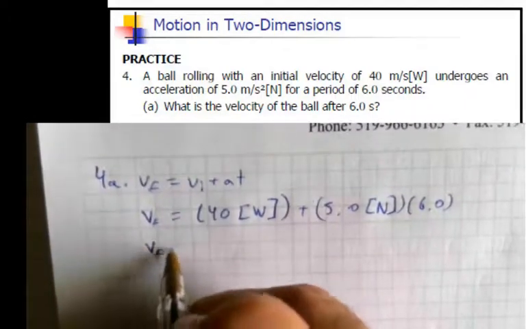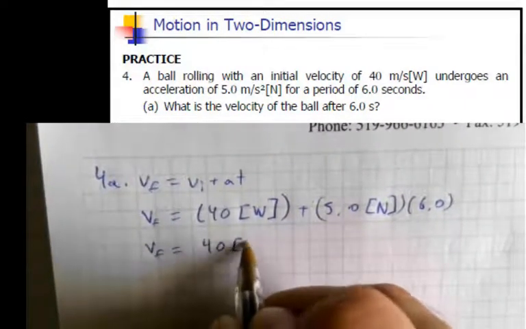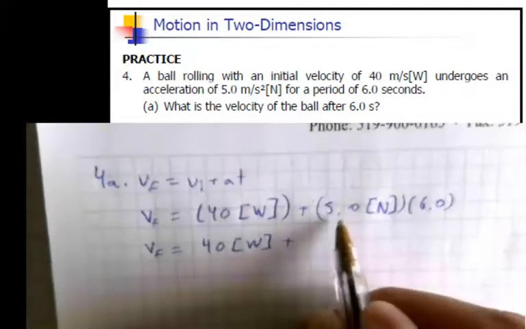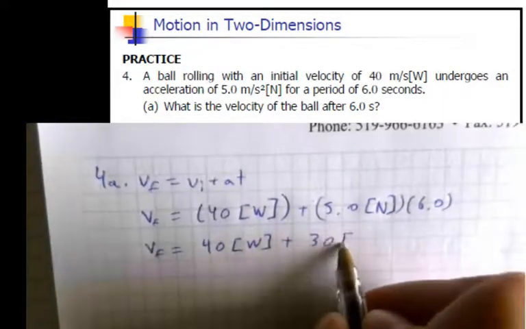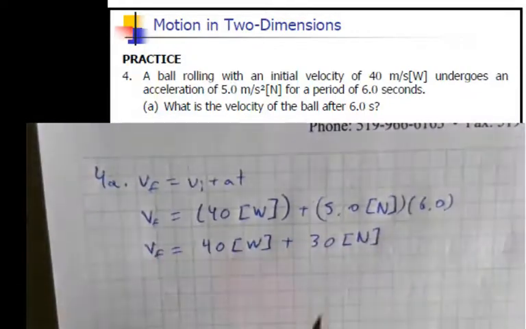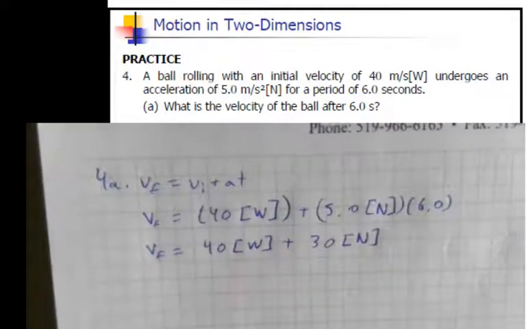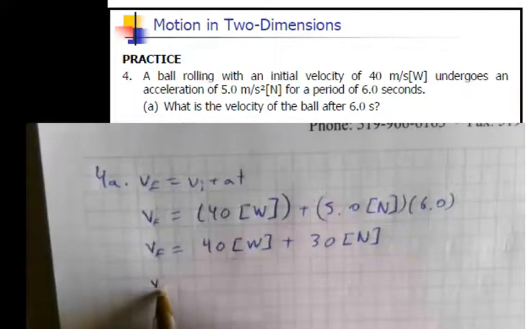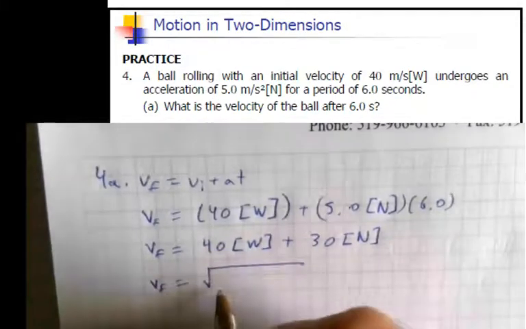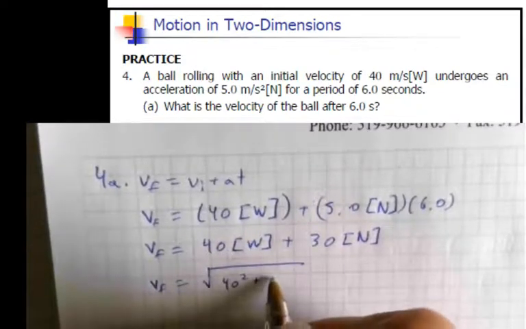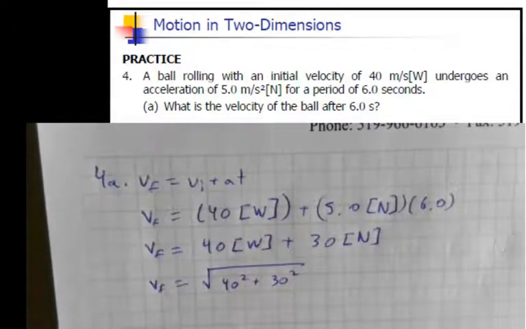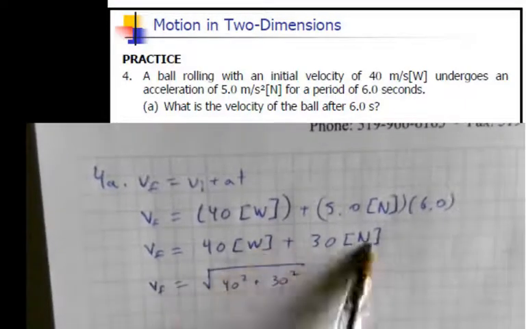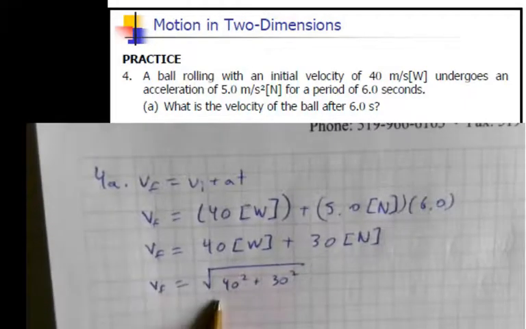I'm going to get into a little bit of an impasse here because 5 times 6 is 30. That's directed north. I can't add a west direction to a north direction, at least I can't add them directly. What I have to do is vector addition. And vector addition is when I add them using the square root of the sum of their squares, also called Pythagorean addition. So if I'm adding something that has cardinal directions that are 90 degrees away from each other, this is how you would add them.